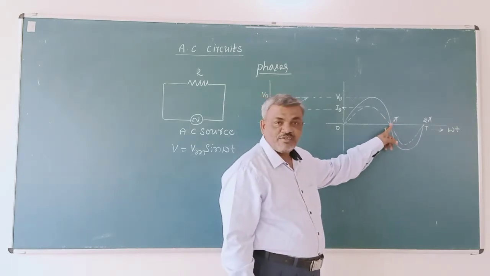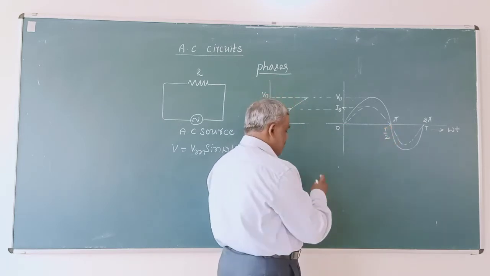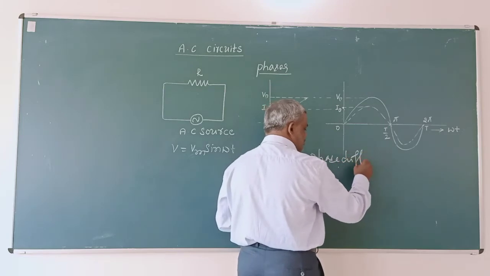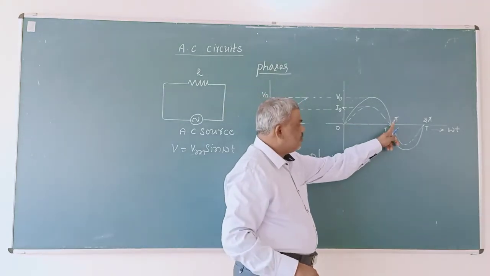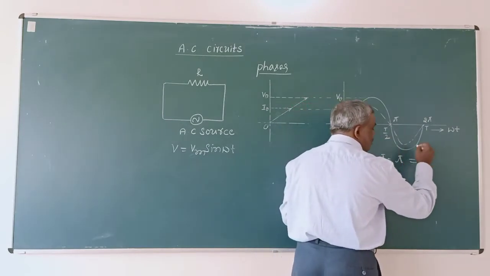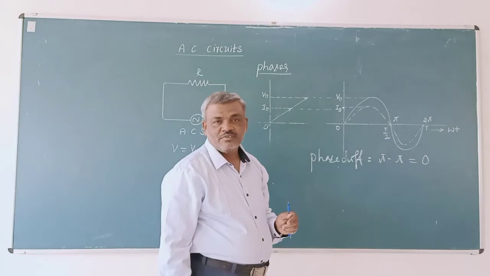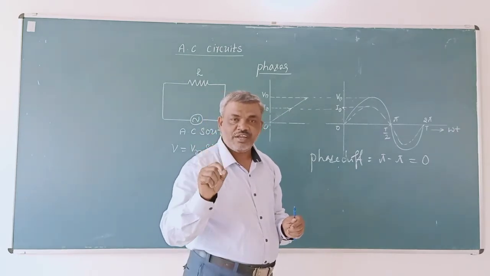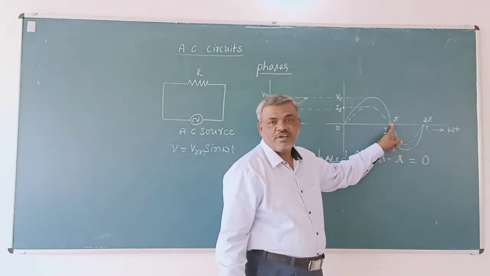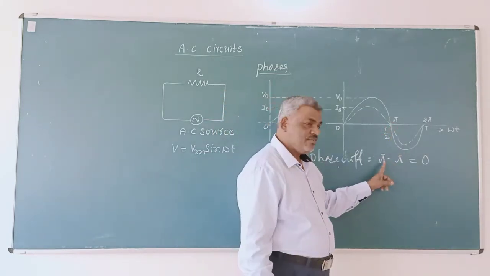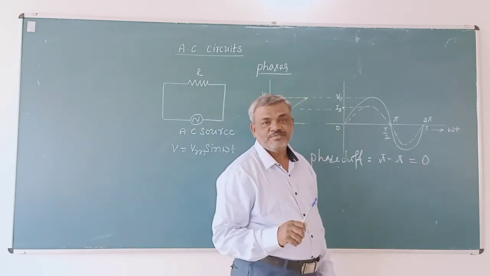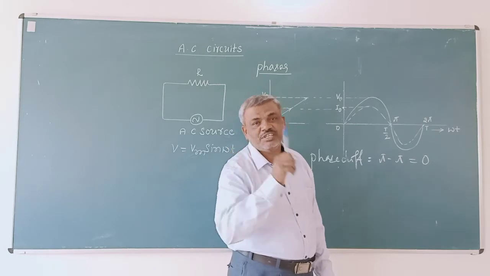So what is the phase difference of voltage and current? Phase difference. Here the voltage line is at pi, the current line is also at pi, so how much is the difference? 0. So what is the phase difference between voltage and current in a pure resistor? This is a one mark question. Same phase at the same time, no difference, the difference is 0. The phase difference between voltage and current is 0 in a pure resistor.